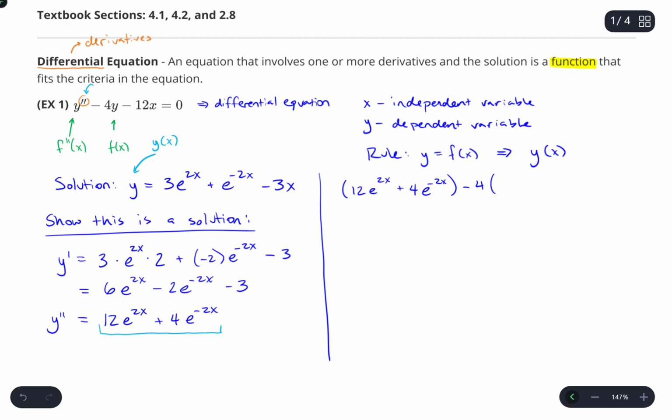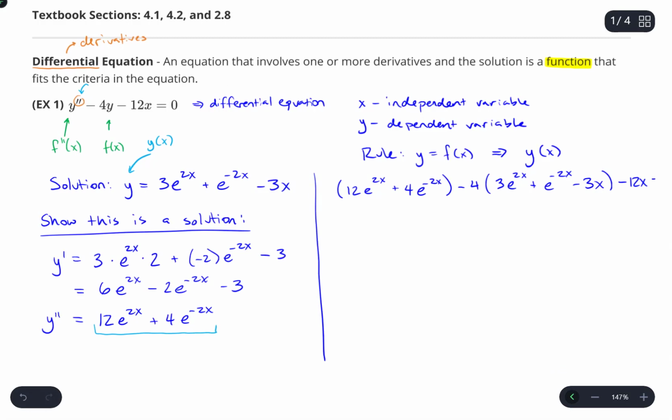Then it's minus 4 times y itself. And y was, of course, 3e to the 2x plus e to the negative 2x minus 3x. And then minus 12x. I'm running out of space here, but I'll just make that equal to 0 as best I can.